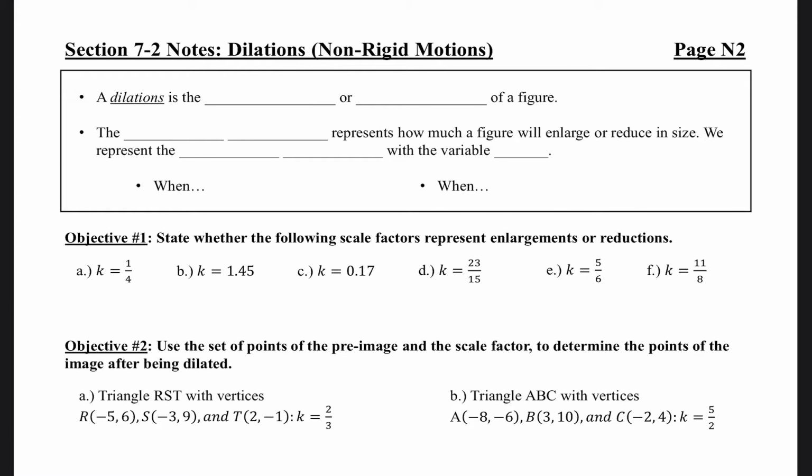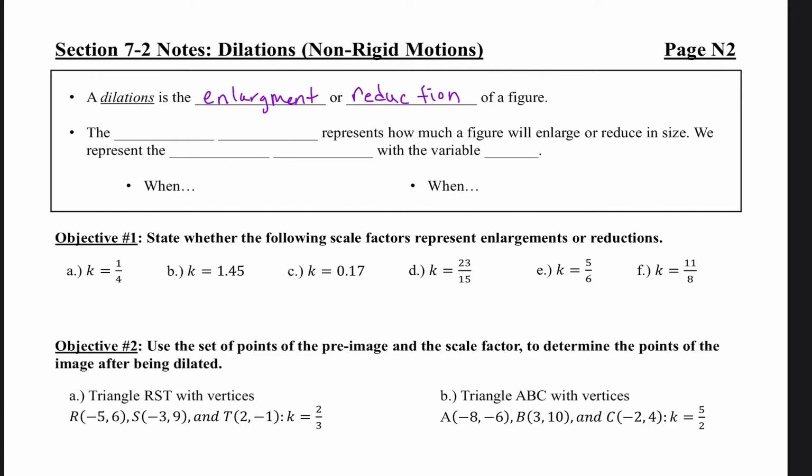Hello everyone, and let's go ahead and get started today with page 2, our notes on dilations, which also represents the only non-rigid motion that we're going to talk about this year. So a dilation is when we take a geometric figure and we do one of two things with it. We either enlarge it, the enlargement, or if we shrink it, the reduction. So if something gets bigger or if it gets smaller, we refer to it as a dilation.